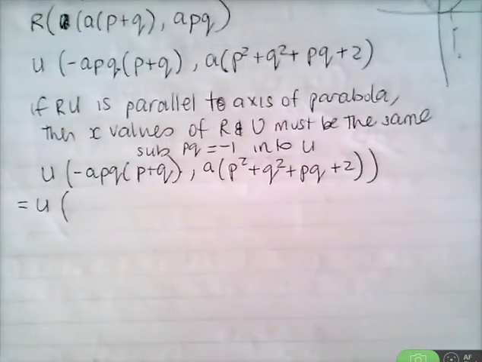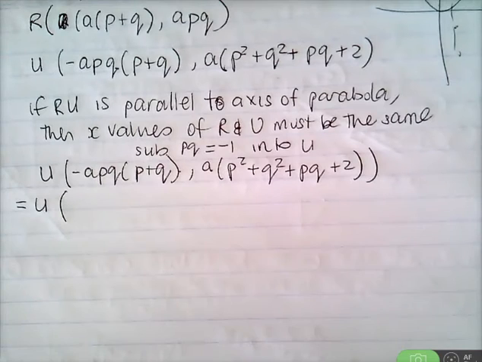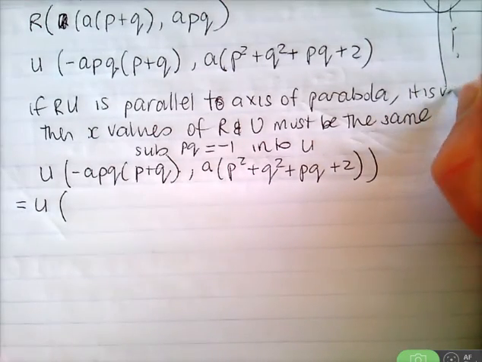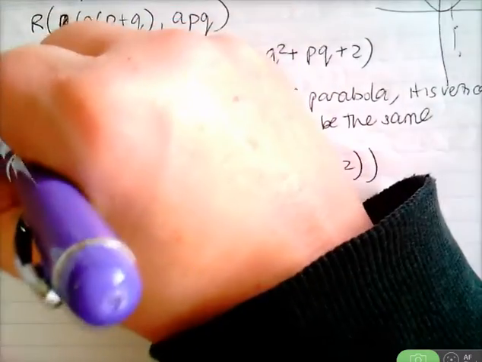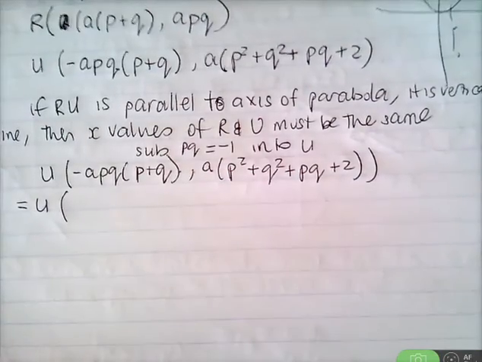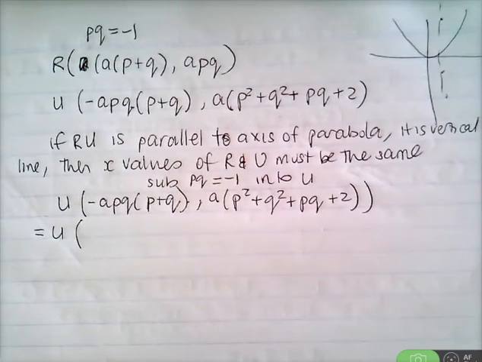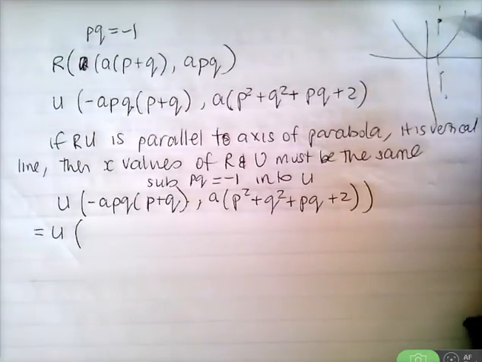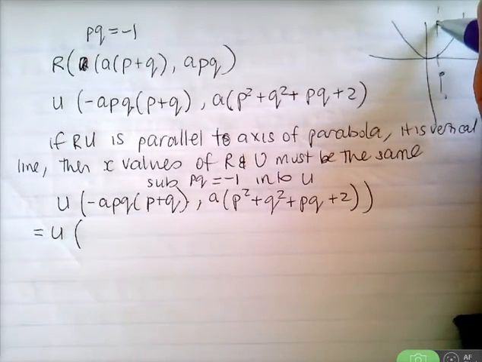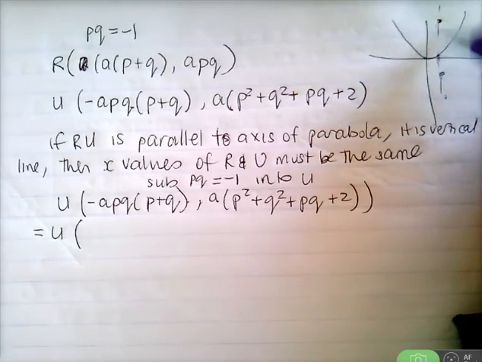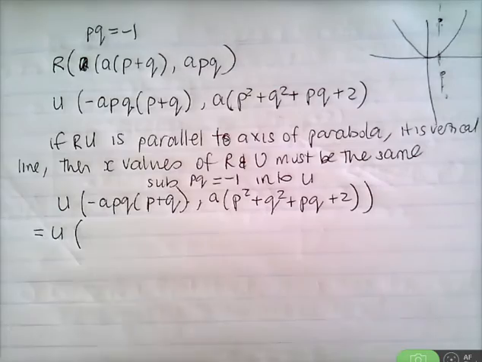if they're saying show that RU is parallel to the axis of the parabola, we're saying, well, if RU is parallel to the axis of the parabola, it's a vertical line. It must be a vertical line. And so, therefore, the x values of R and U must be the same for them to be on top of each other, on the same vertical line. See, how do you get there? x up, y up, x across, y up, x across, y down. But the x across is the same. So what am I going to do?